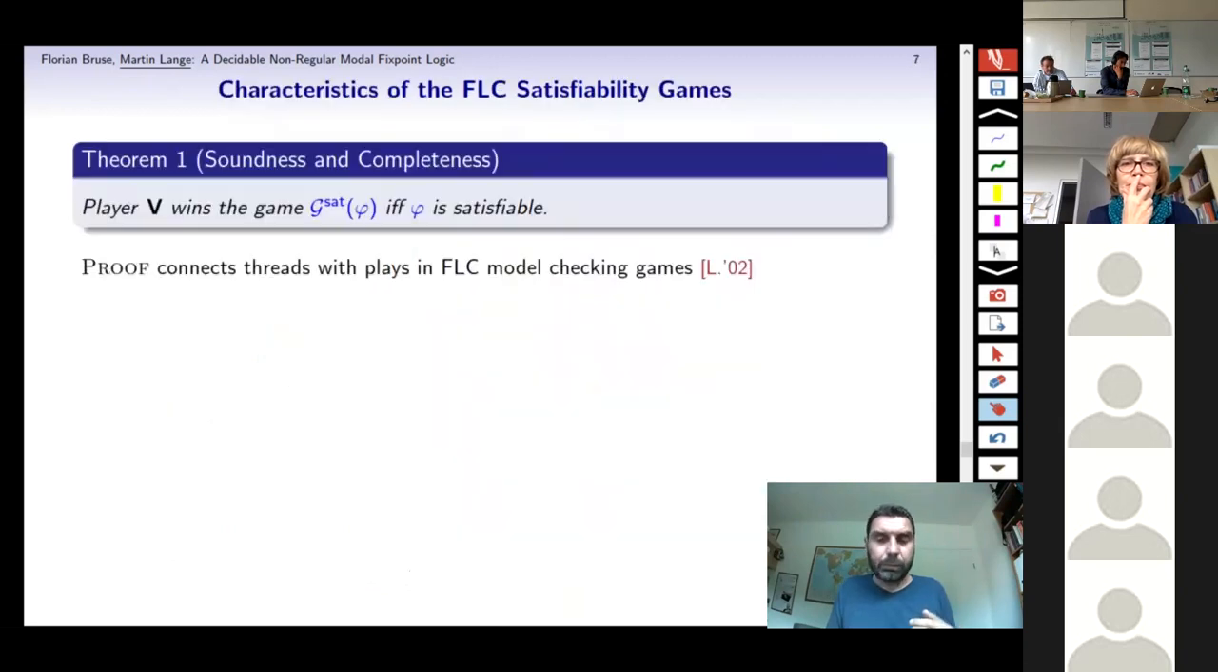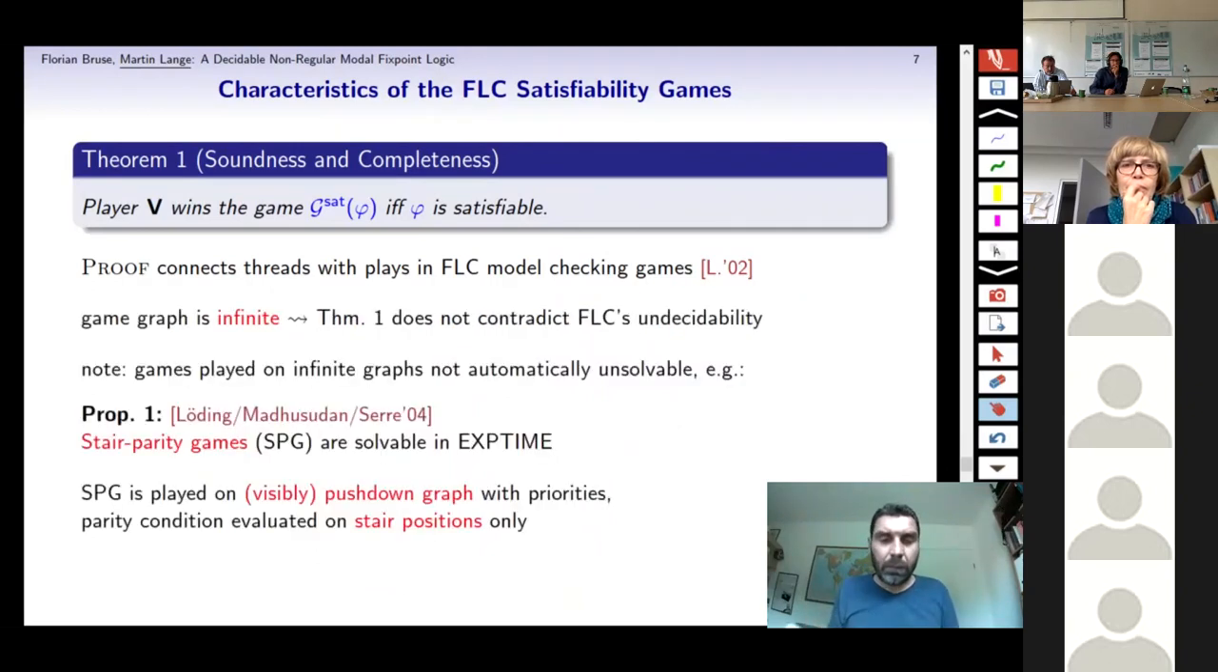So bearing these in mind, it is possible to show that these games are sound and complete with respect to satisfiability. The way to do this is to link them to model checking games. In fact, a thread in the satisfiability game is essentially a play in the model checking game, with very similar winning conditions, etc. And this is how we can prove this. We can extract models from the game graph and so on.